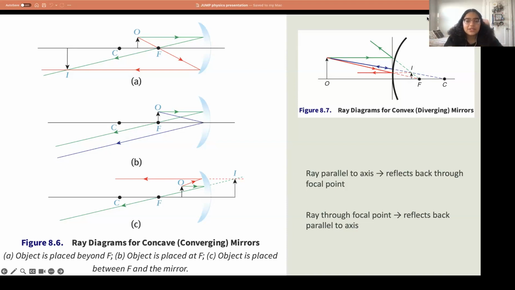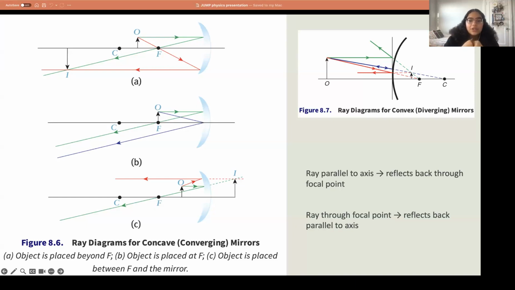As you can see, it's on the other side of the mirror. And in terms of ray diagrams and actually drawing them, the minimum you want to draw is a ray that's parallel to the axis and then reflects through the focal point. So that's like the green line in all of these. It starts off straight, and then when you're connecting it, you draw it through the focal line.